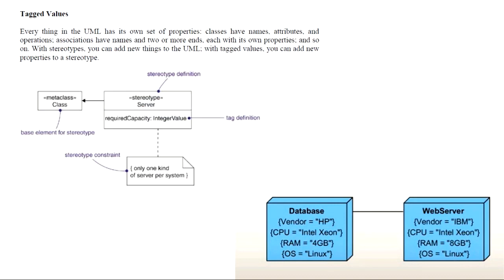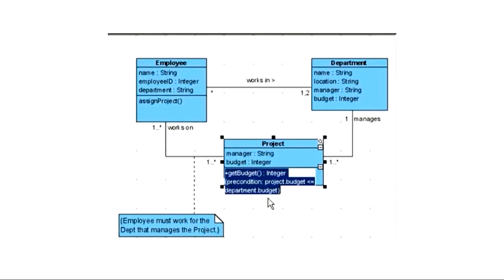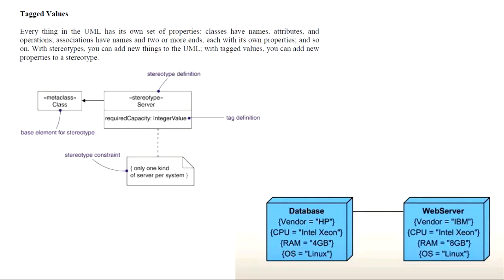Now next, tag values. A tag value is nothing but whatever you give to the class. Here, this class name is employee. This class will have name as an attribute, employee ID as an attribute, department as an attribute. These are tagged values, the values that you have fixed from your side. For example, this is a node, this is a node, and you have given some values in the node. These are tagged values.